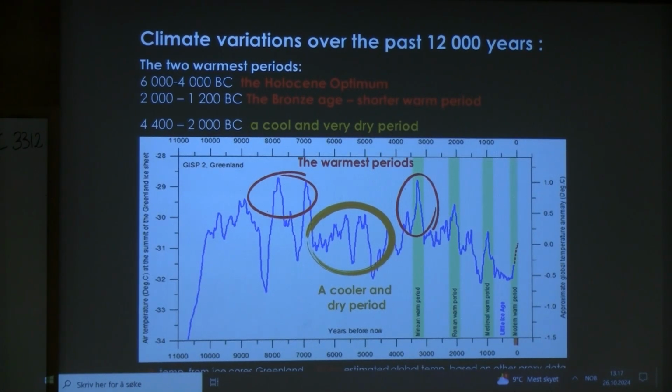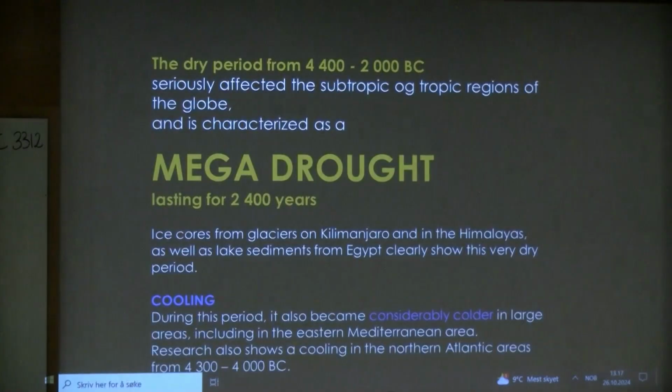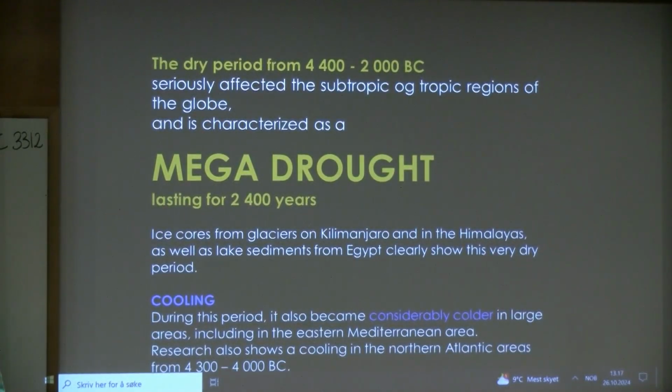And there was an interesting period in between these two, a long and cool and very dry period. That period from 4000 BC to 2000 BC seriously affected the subtropics and the tropic regions on the globe, and it's characterized by the researchers as a mega drought that lasted for more than 2,000 years. Ice cores from around the world, both from Africa, from the Himalayas, and sediments from Egypt show that this was a global thing, that drought was global.